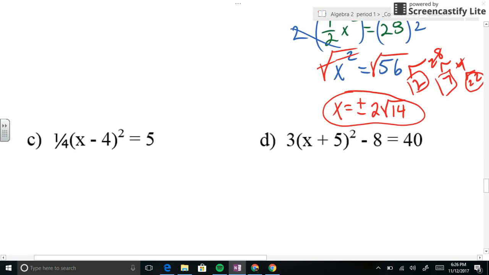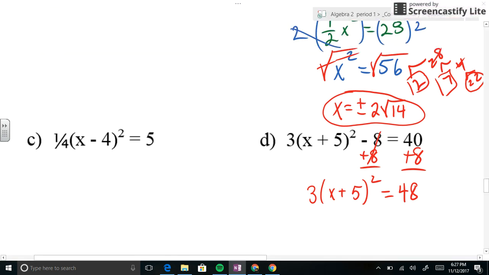Let's try letter D. So when we have this, it's a little bit different because we have parentheses around whatever is squared. So what we have to do is get the parentheses by itself before we can get the x by itself. In order to do that, we're going to add 8. So the 8's cancel out. We get 3 times the quantity of x plus 5 squared equals 48.